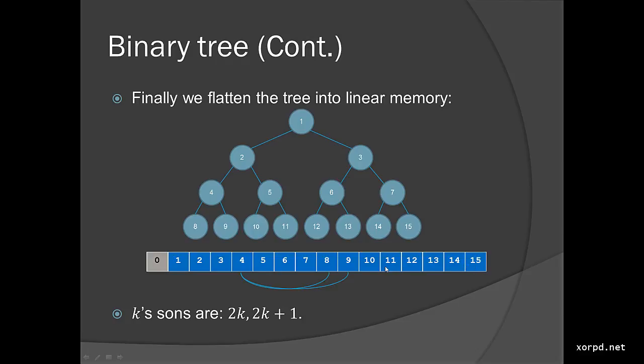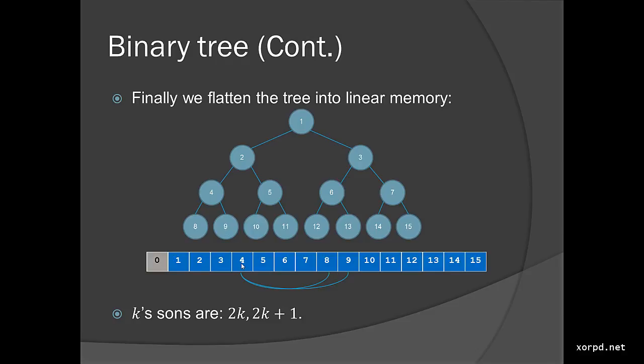Because we might want to know which cells are the sons of 4. Every cell corresponds to some node, so we want to be able to get the sons, for example, or maybe the father of some node. So how can we do it? Let's look at an example of 4. 4's sons are 8 and 9.